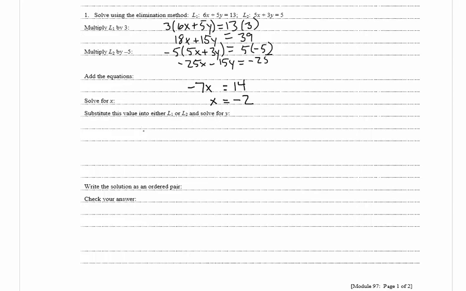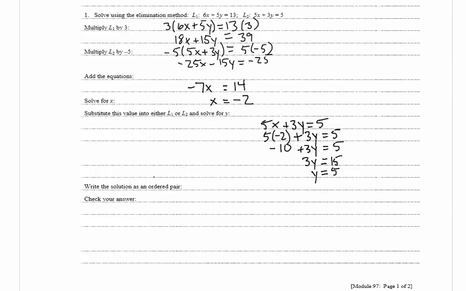So if we use L2, we have 5x plus 3y is equal to 5. And now we're going to plug negative 2 in for x, so we have 5 times negative 2 plus 3y is equal to 5. 5 times negative 2 is negative 10, and we have plus 3y is equal to 5. And now we're going to add 10 to both sides, so we get 3y is equal to 15. And now we're going to divide both sides by 3, and y is equal to 5.